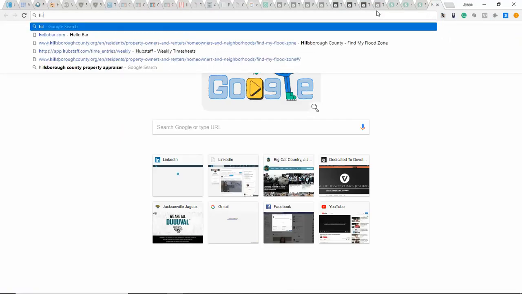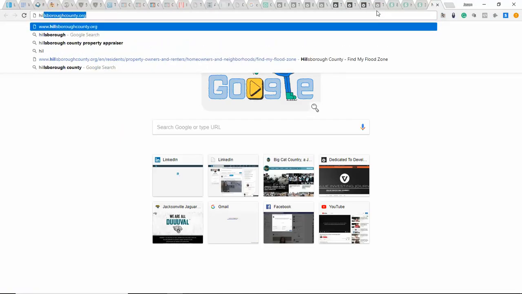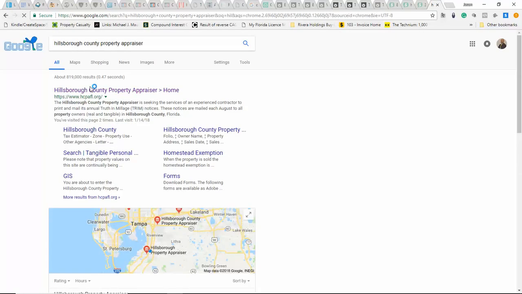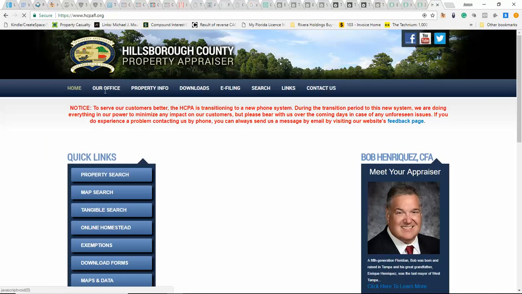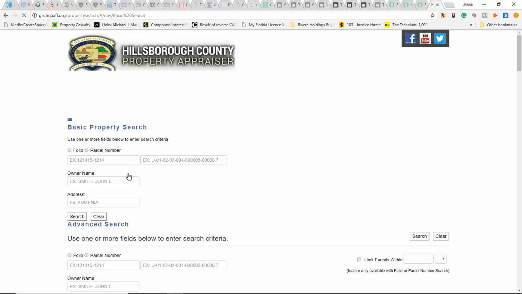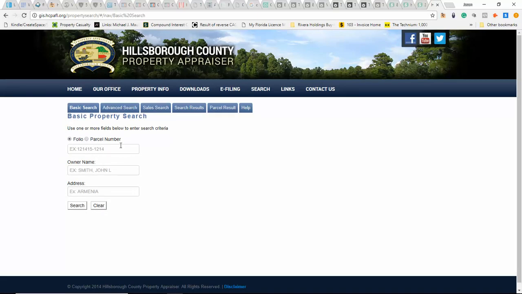So for where I live, and this works pretty much countrywide. It depends. I have found some counties that don't do this or don't do it well and their site sucks. But for me, where I live, Hillsborough County, property appraiser, and you put in an address, property search, and you can put in an address.